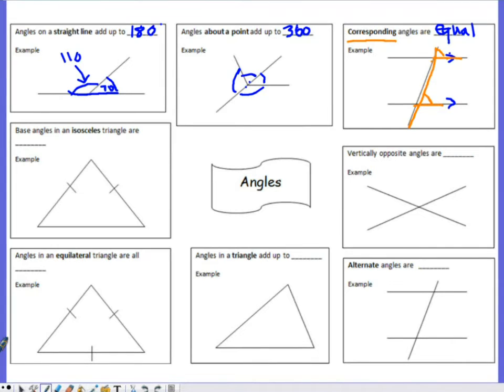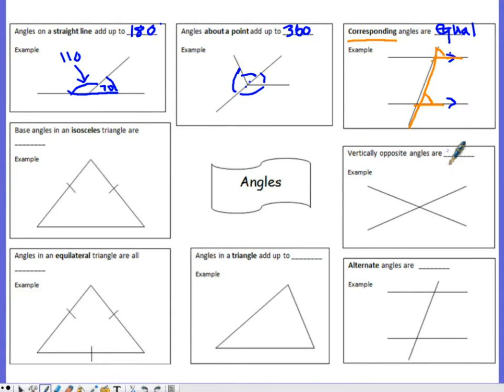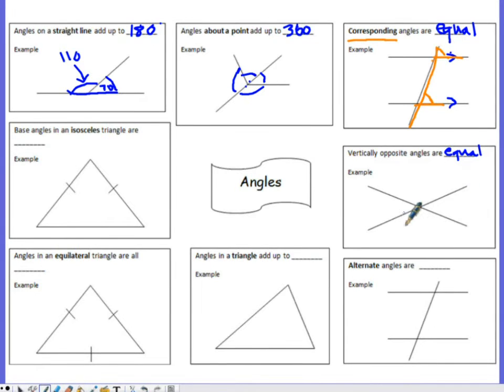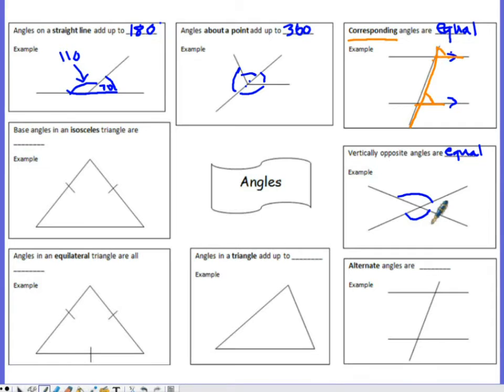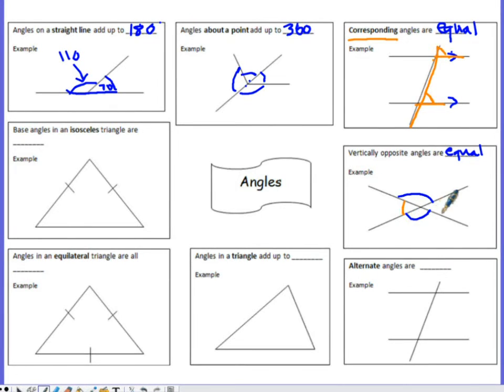If you have two lines cutting each other, then what they form are vertically opposite angles, and these angles are also equal. So this angle, and if you go opposite, would be equal. And this angle, if I go opposite with this angle, they'd also be equal.